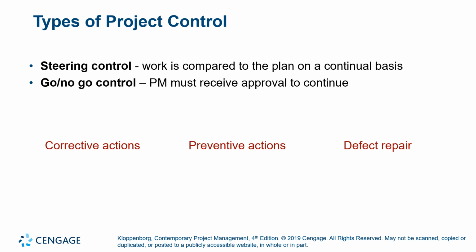So when we're dealing with control, there are corrective actions, preventive actions, and defect repair. Those are some of the things that help us control a project.